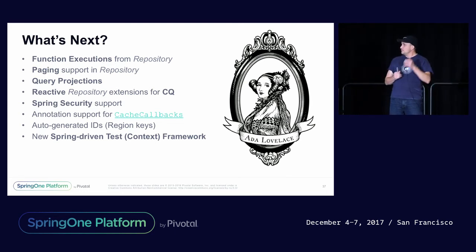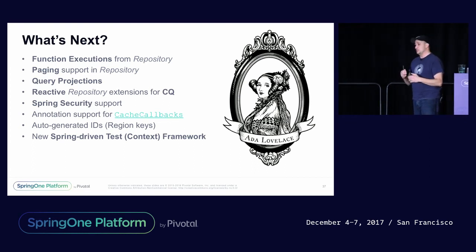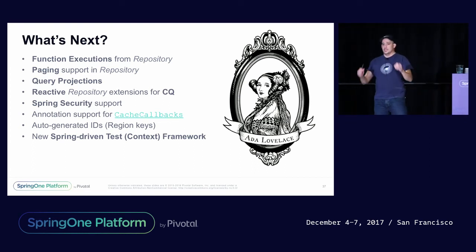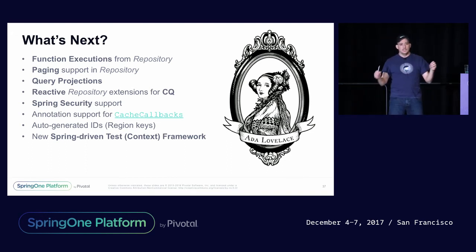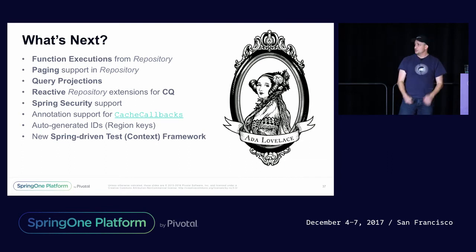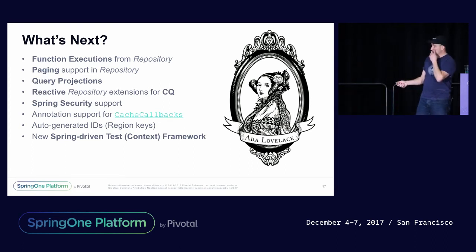What's next? Function executions from repositories. Once you move past simple use cases like caching and just basic CRUD, there's a lot of other things that Apache Geode can do for you. Function executions, distributed compute, right? I can actually execute a function, and that function executes across my cluster where the data actually is. And you can filter by keys, and that execution gets routed to those keys. Spring Data Gemfire already has first-class support for function executions via annotation support. I just want to combine that with the repository abstraction.